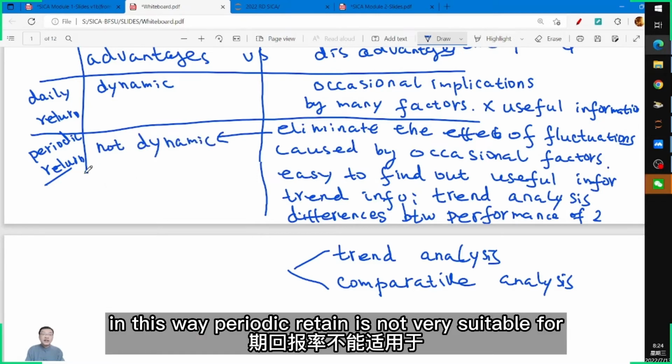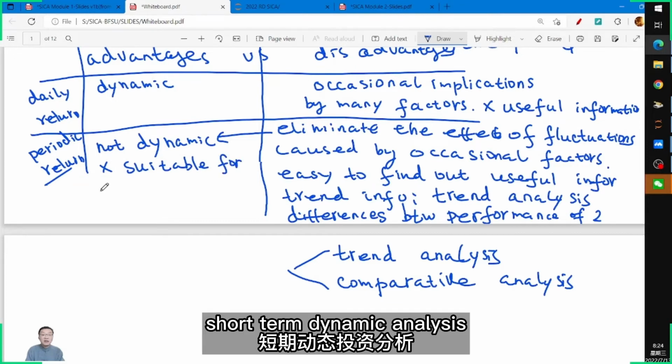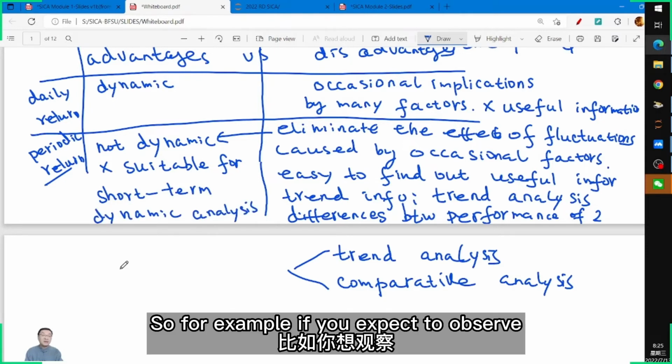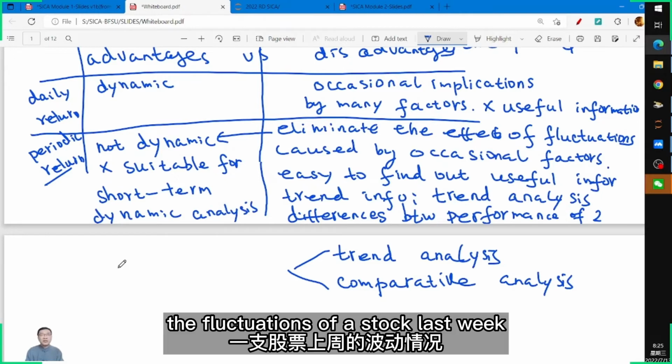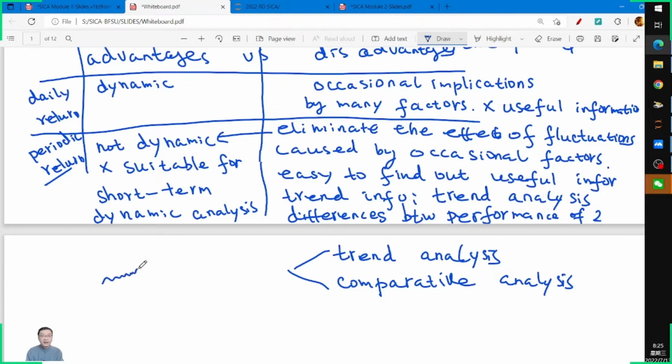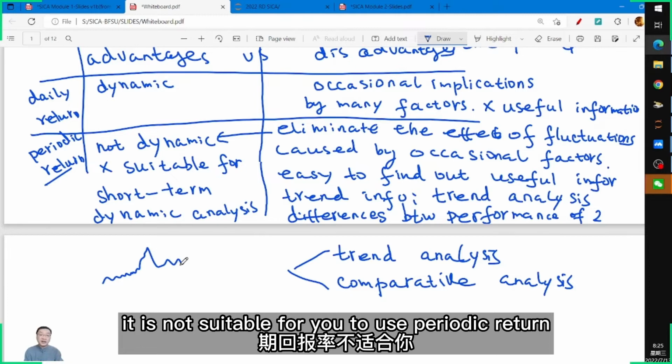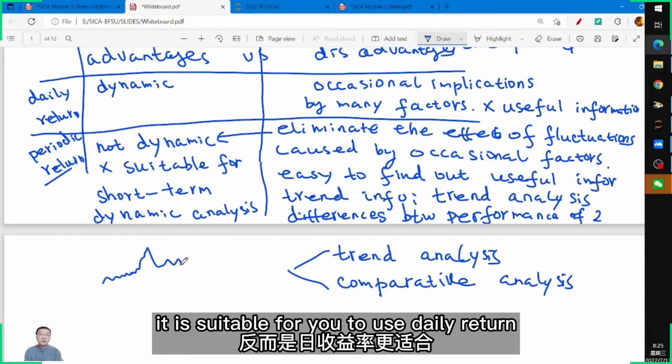In this way, periodic return is not very suitable for short-term dynamic analysis. For example, if you expect to observe the fluctuations of a stock last week, in this situation, it is not suitable for you to use periodic return. It is suitable for you to use daily return.